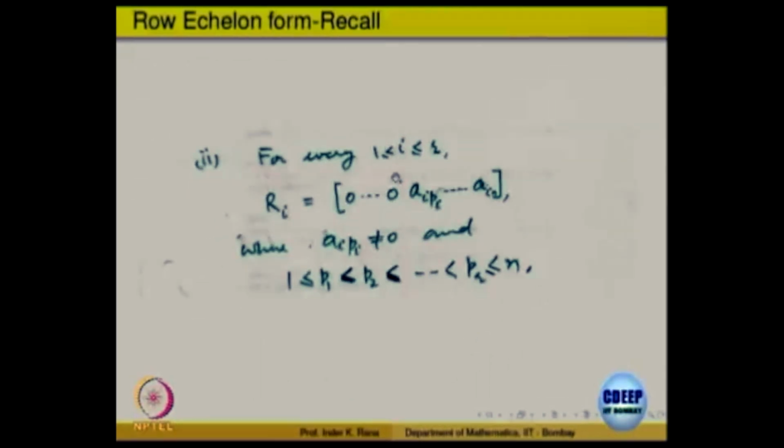And the numbers Pi indicate that in the ith row, at the Pi'th column, the entry is non-zero, and that should be the first non-zero entry. The property is that the column numbers where the first non-zero entries come should be such that column number 1 is strictly on the left side of column number 2 and so on. These entries are called pivots, as we saw.